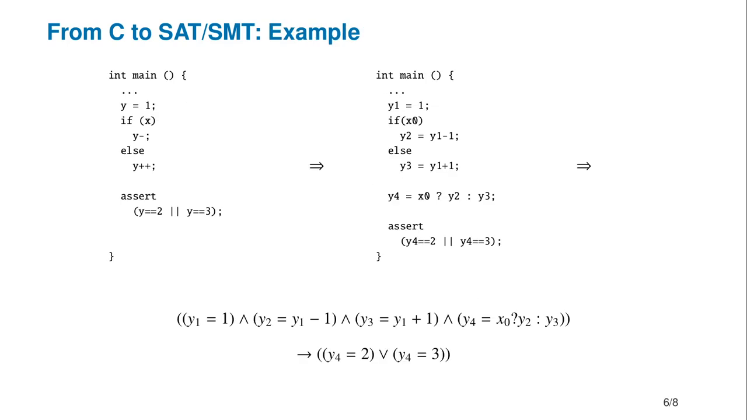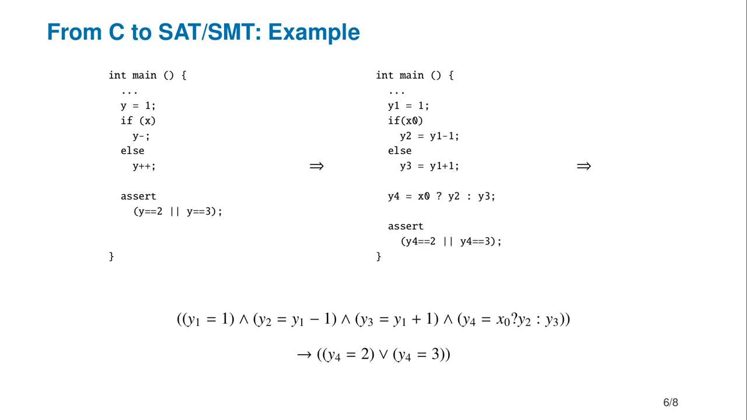Here we have another example. So we have a variable y and an if-then-else statement. And here a minus is missing. This should be y minus minus. So depending on the value of x, the y is decreased or it's increased. And then we have an assert statement which states that y should be either 2 or 3. And this assert statement we now include in the formula and use it as the property to be checked.